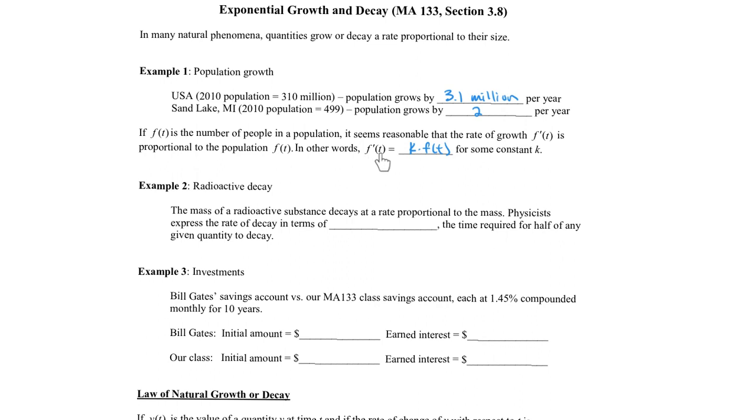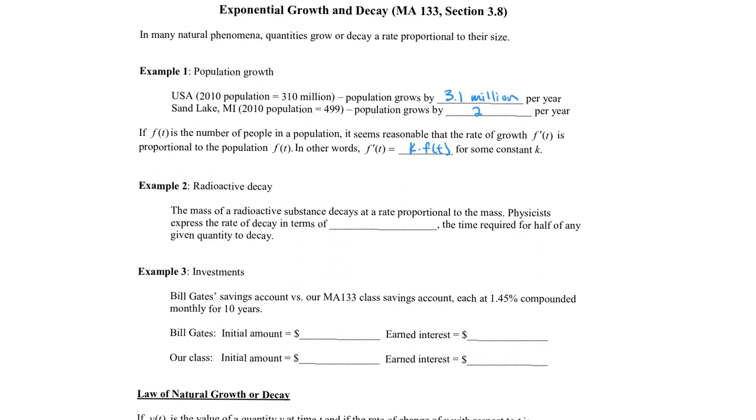So the derivative is proportional to the original population, right? Because the derivative is the original population times some number k. As another example, we have radioactive decay, which we'll talk about later. We're going to talk about carbon-14 dating. It just says that the mass of a radioactive substance decays at a rate proportional to the mass.